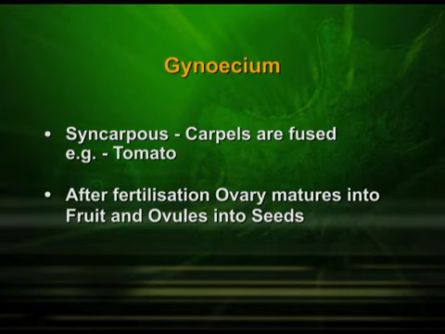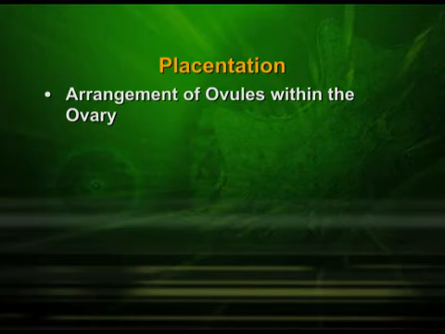During the process of pollination, the anthers which contain the pollen are dusted on this stigma, which is the receptive organ of the flower. The pollens enter through the stigma, go through the style and come to the ovary, wherein fertilization takes place. After fertilization, the ovary develops into the fruit and the ovules into the seed. The arrangement of ovules within the ovary is called placentation.